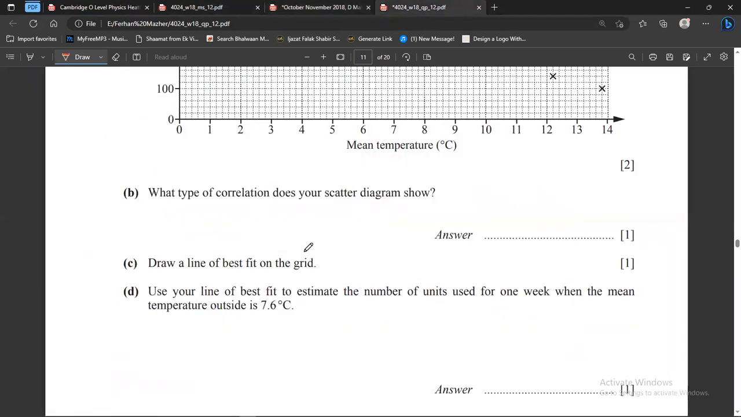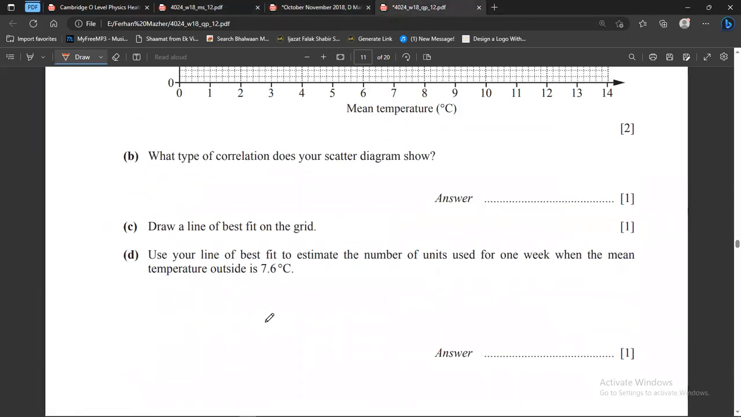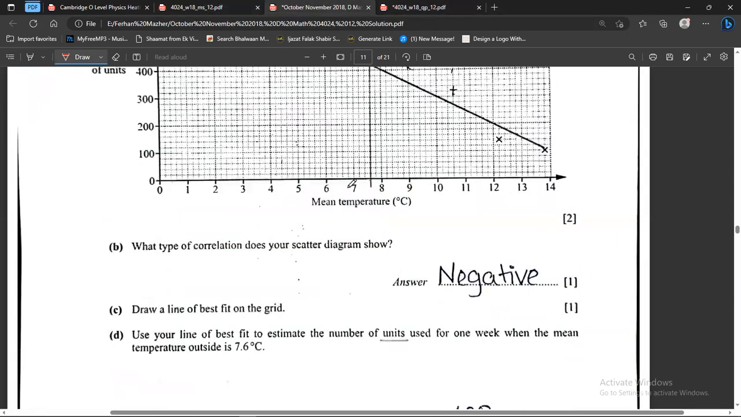Okay, so then they ask you to draw a line of best fit on the diagram. We will draw a line of best fit.